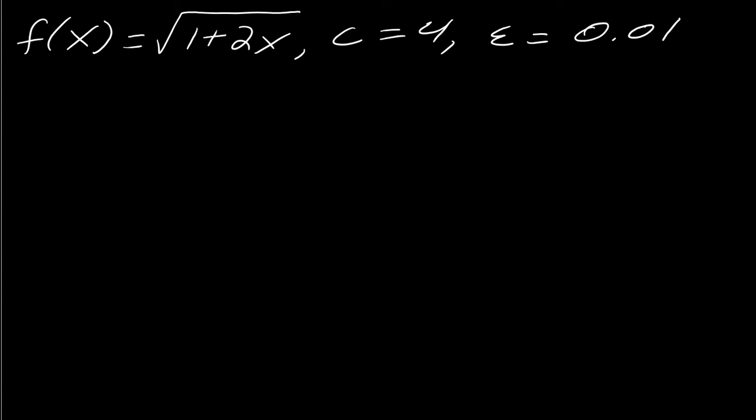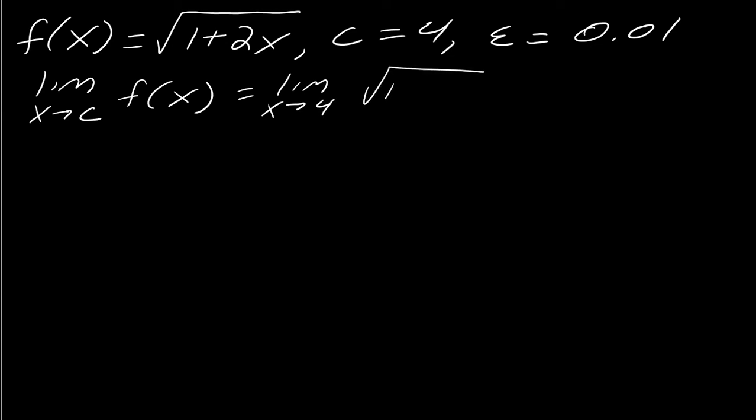So the first thing I've got to do with this problem is figure out what is the value of the limit. The way that these are set up, you're taking a look at the limit as x approaches c of f of x. So in this context, we're looking at the limit as x approaches 4 of the square root of 1 plus 2x. That's going to come out to the square root of 1 plus 8, which is just the square root of 9, so this equals 3. This is my L in this case.